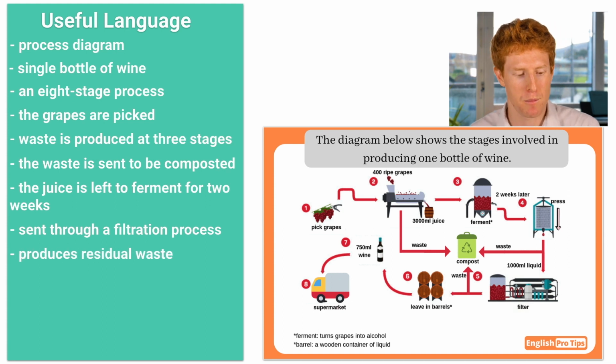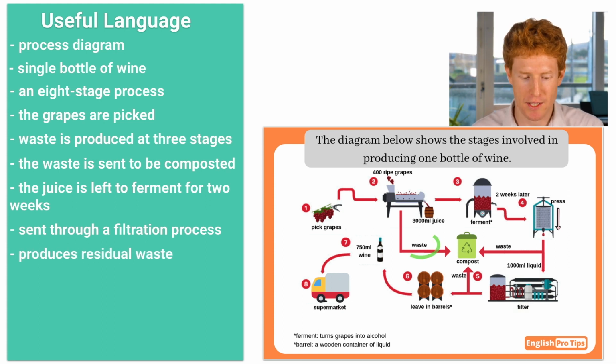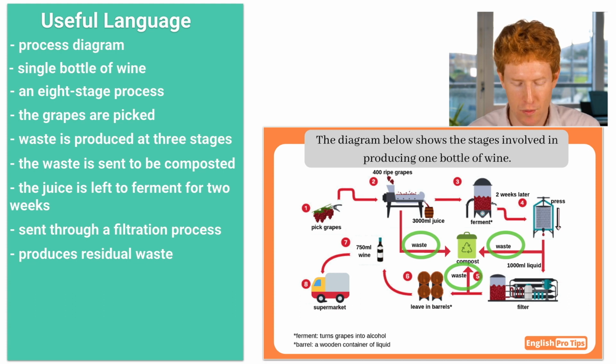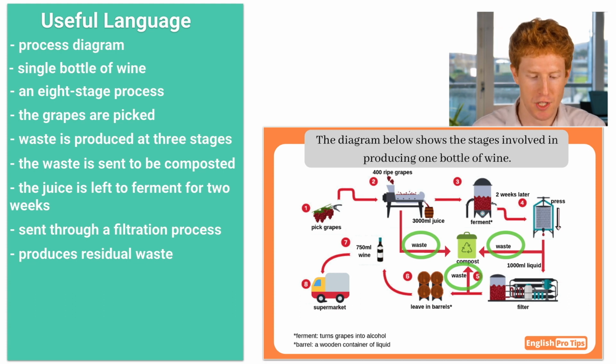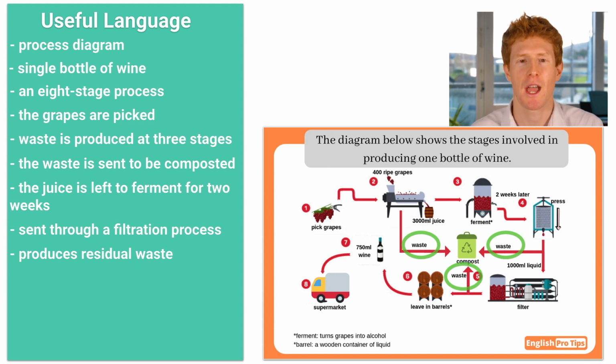Next, produces residual waste. Again, you can see that at 3 stages: in stage 2, after stage 4, and just after stage 5. So stages 2, 4, and 5 produce residual waste. And residual just means extra, so extra waste.